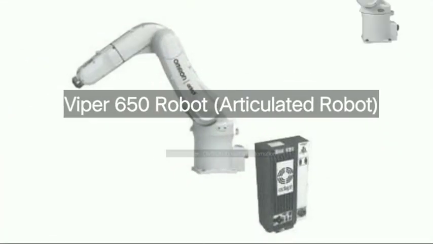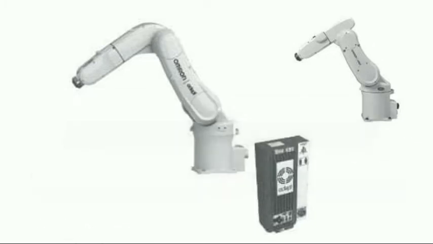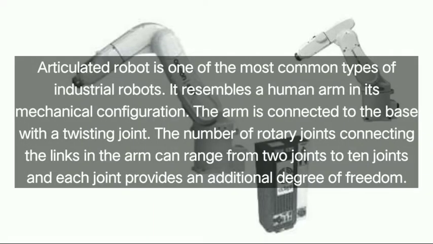Viper 650 Robot, an articulated robot. Manufactured by Omron Industrial Automation. Articulated robot is one of the most common types of industrial robots. It resembles a human arm in its mechanical configuration. The arm is connected to the base with a twisting joint.